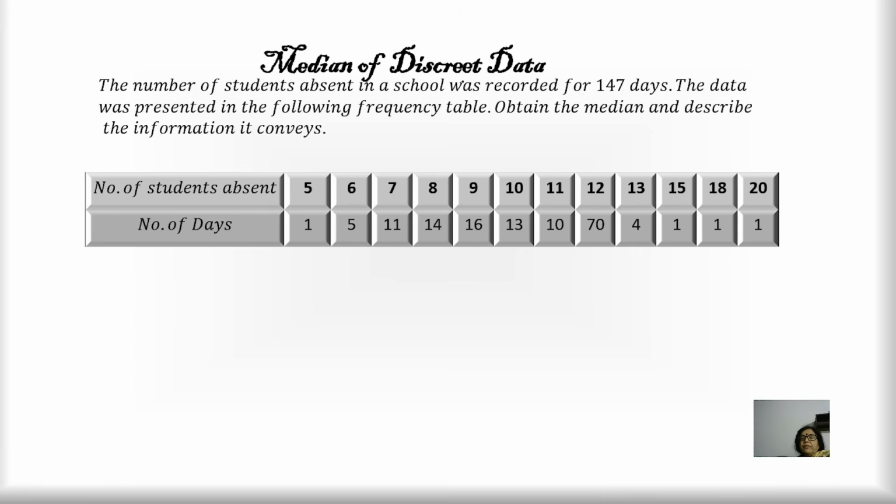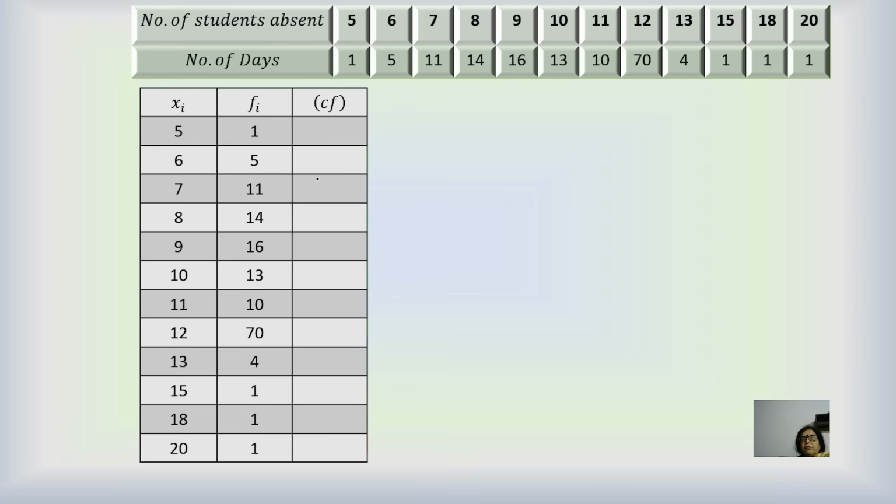Next is median of discrete data. In this case, the number of students absent in the school was recorded for 147 days. The data was presented in the following frequency table. Obtain the median and describe the information it conveys. The first row has the number of students absent, and the second row gives the number of days for which they were absent. What we do in this type of discrete data is first of all find the cumulative frequency.